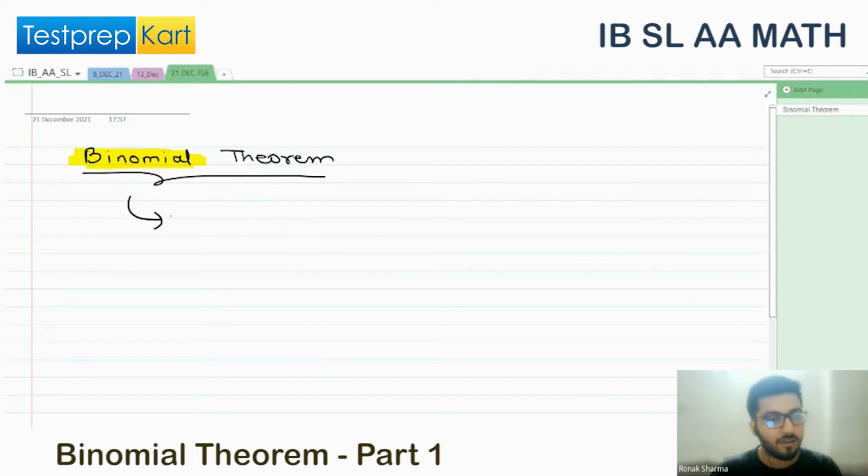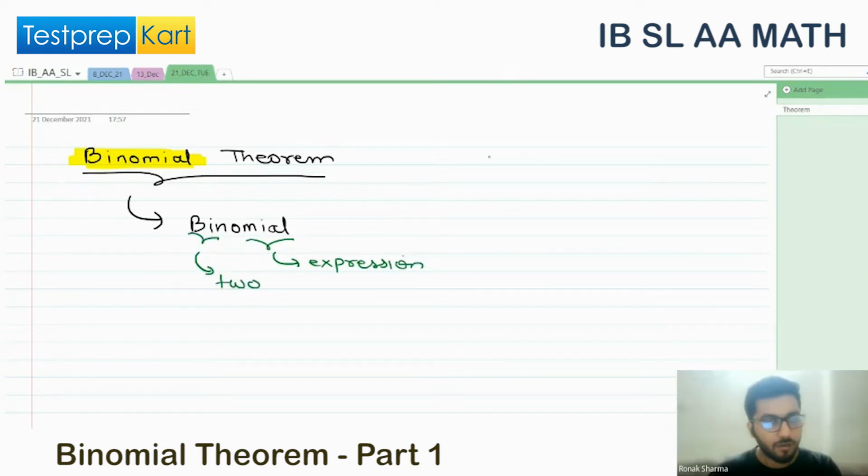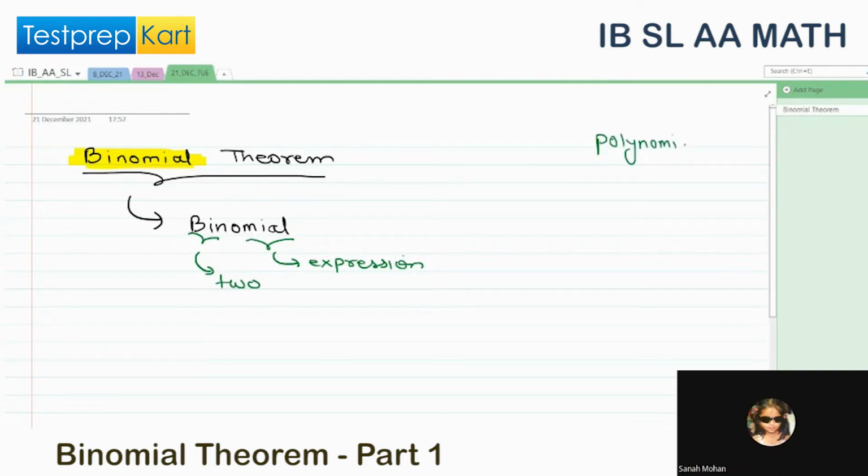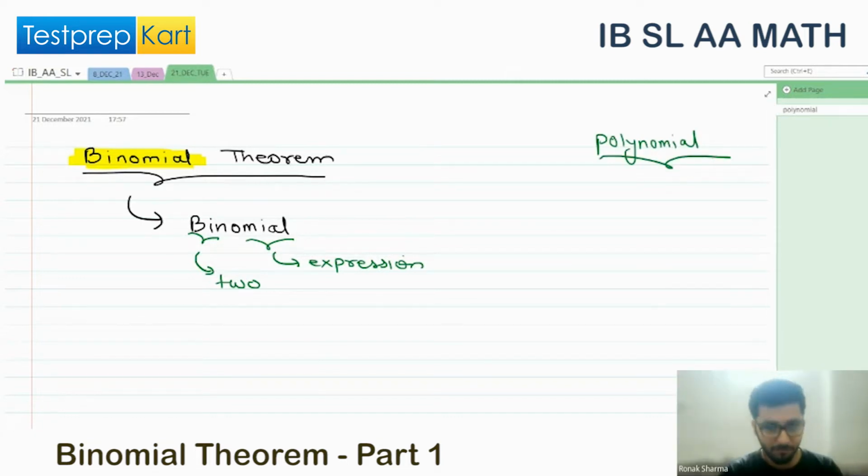If I want to define the binomial term, nomial is basically expression, and bi means what? Two. Now you must have heard of the term polynomial, right? Polynomial is nothing but what? An expression. If I talk about the binomial, it doesn't mean two expressions. It simply means an expression containing two different variables.